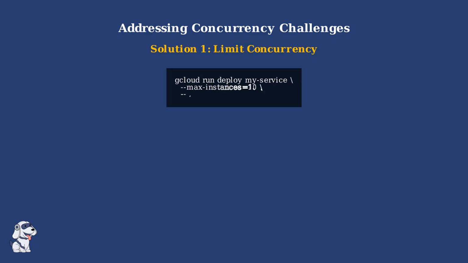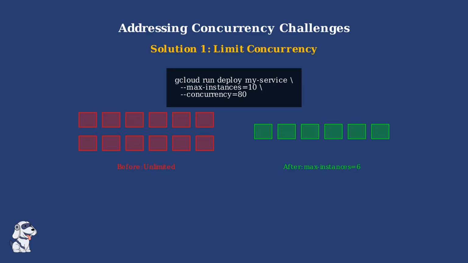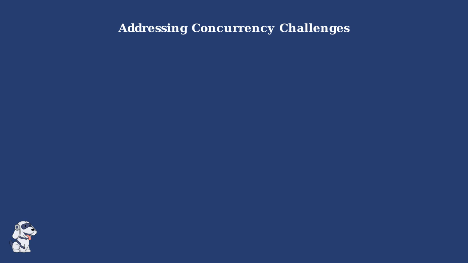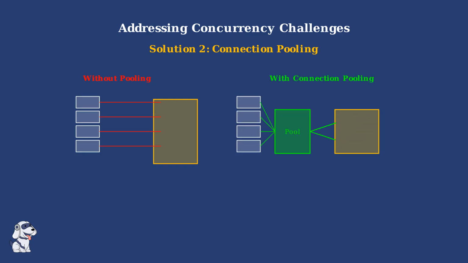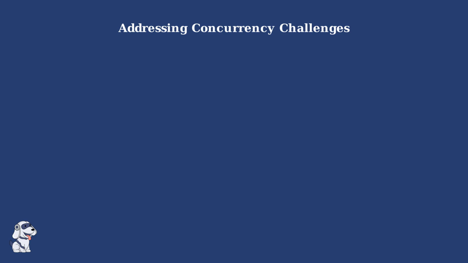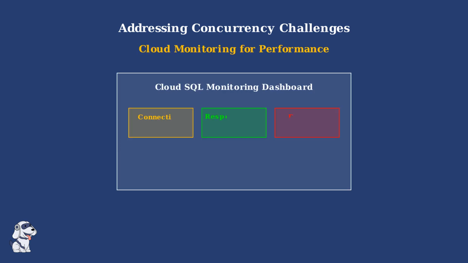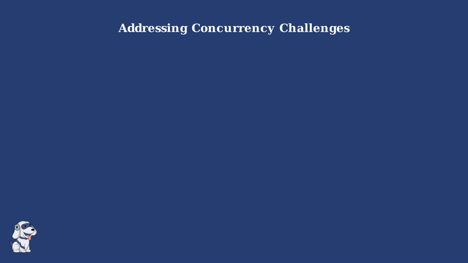To mitigate concurrency challenges, implement two key strategies. First, limit concurrency using the max instances configuration parameter. This prevents excessive container scaling that could overwhelm the database. Second, implement connection pooling to efficiently manage database connections. Connection pooling reuses existing connections rather than creating new ones for each request, significantly reducing the connection overhead. Monitoring with Cloud Monitoring is crucial for identifying and resolving performance bottlenecks. Establish alerts for connection count, response time, and error rates to proactively address concurrency issues before they impact users.